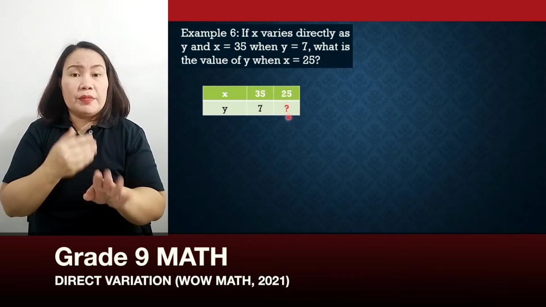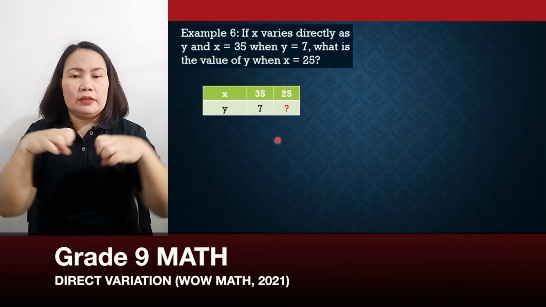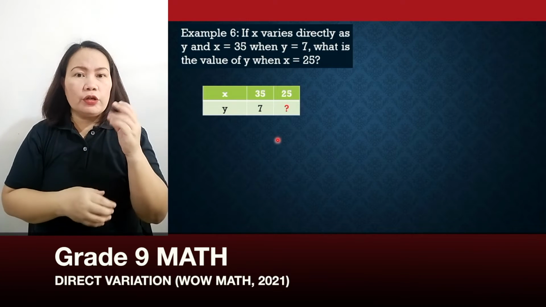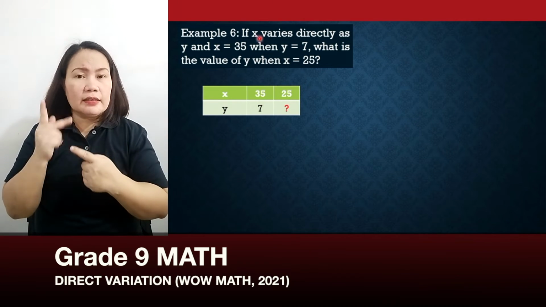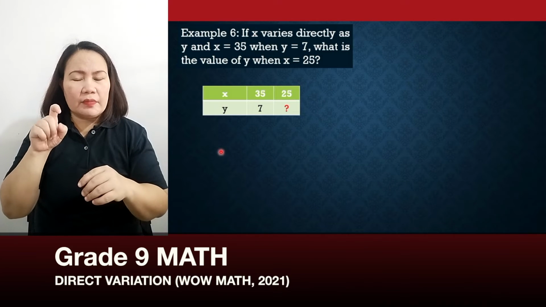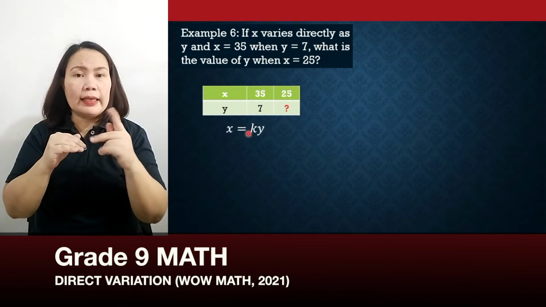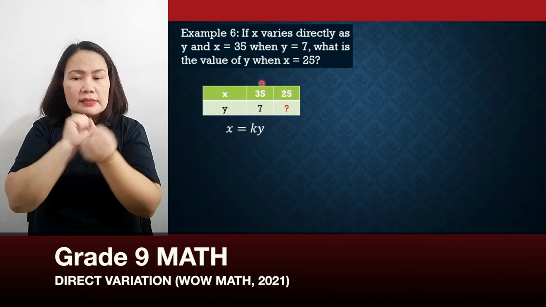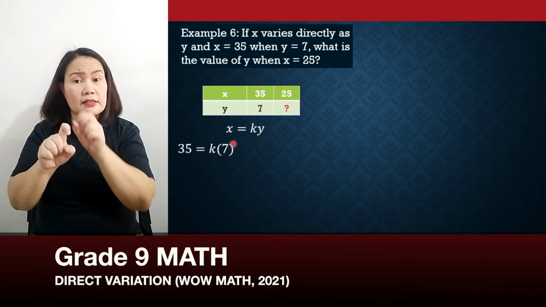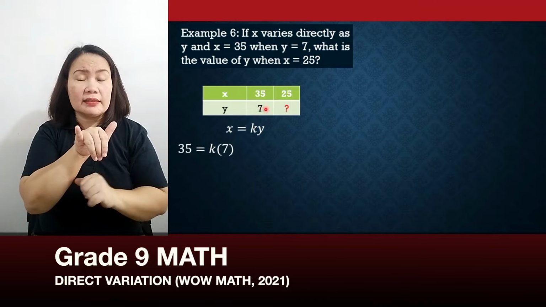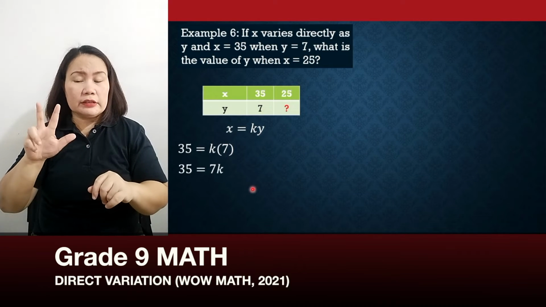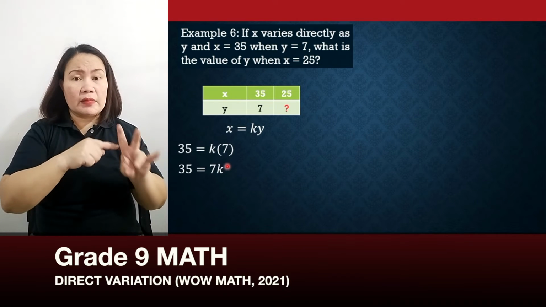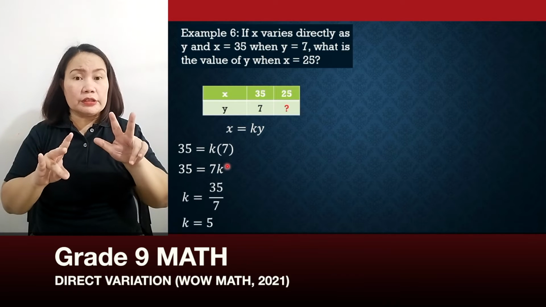So, bago natin makuha yan, kailangan natin kunin muna yung equation natin. At bago natin makuha yung equation natin, kailangan natin kunin yung constant. So, dun lagi kayo mag-start. Since yung nauna dito is x, so x is equal to ky. So, x varies directly as y. And then, substitute natin yung given natin. So, yung x natin is 35 and yung y natin is 7, or 35 is equal to 7k. To solve for the constant or the value of k, divide both sides by 7. So, the constant is 5.